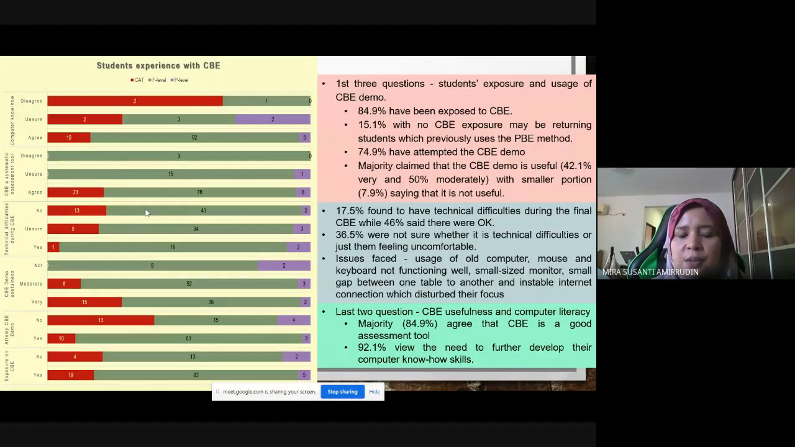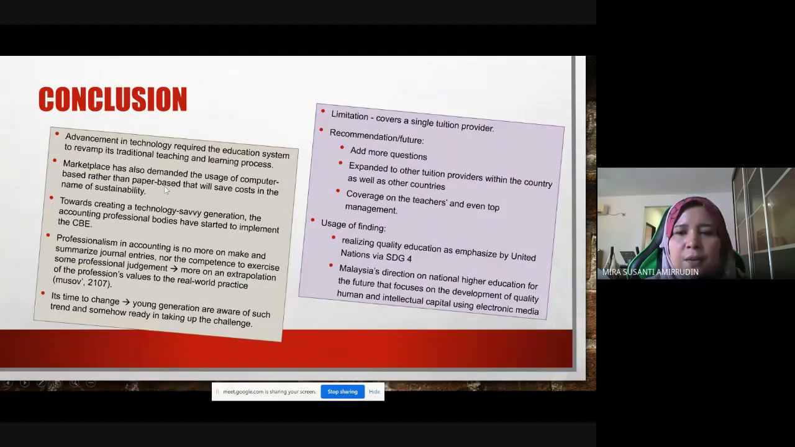So the last two questions that we asked were about CBE usefulness and computer literacy. The majority agree that the CBE is a good assessment tool, but 92.1% see the need to further develop their computer know-how skills. So what conclusion can we draw from this basic questionnaire? There is a need for advancement in technology for the education system to revamp its traditional teaching and learning process. The marketplace has also demanded the usage of computer-based rather than paper-based, which will save costs in the name of sustainability.